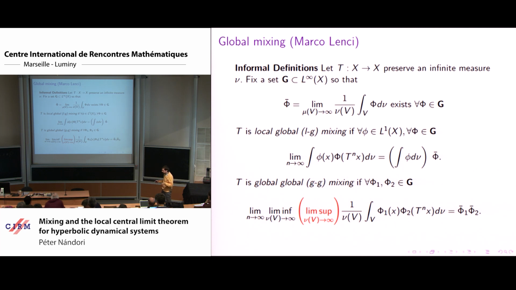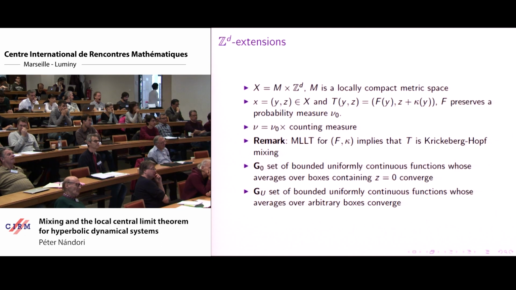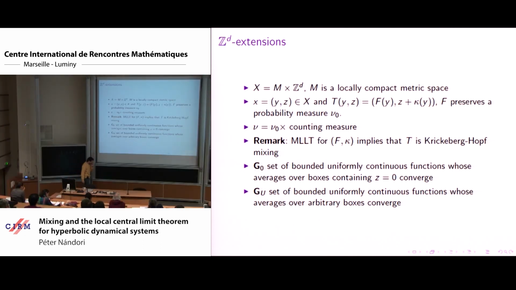Global global mixing is when you start from a global observable and you want to evaluate a global observable at time capital N. You need some normalization here because otherwise this measure will go to infinity. So you normalize by the measure of the box, and you let the measure go to infinity and then N go to infinity. If you want a precise definition, then you can put lim inf and lim sup. You require that both of these converge. If both the lim inf and lim sup converge, then you call it a global global mixing. Okay. So I want to show you the simplest example and then proceed to less obvious examples.